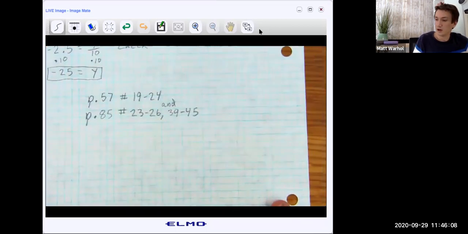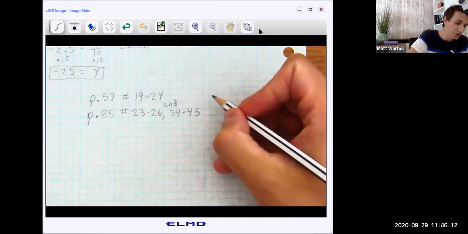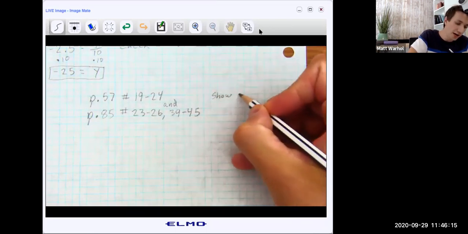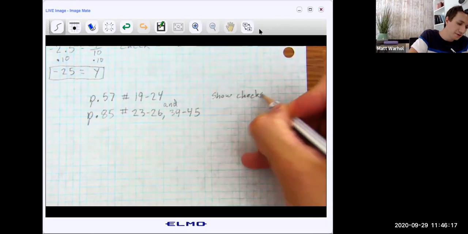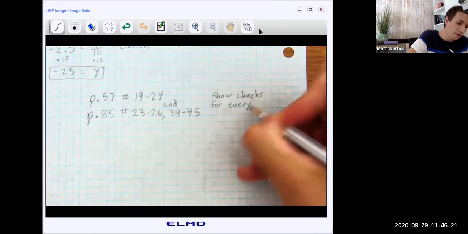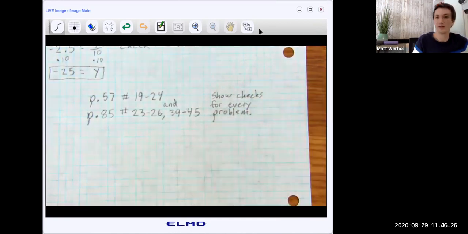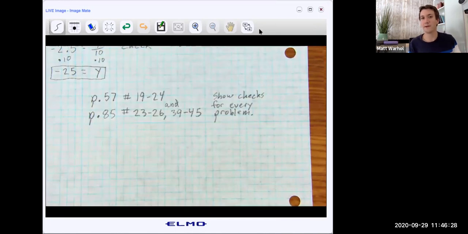So use your notes to help you. Remember that you need to show checks for every problem. We're not always going to do that, but since it's the first time we're trying it out, we're going to do it on this assignment, okay?